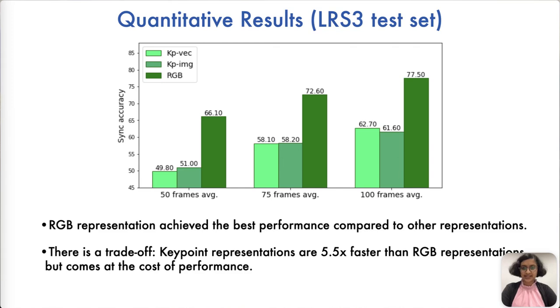Coming to the quantitative results, the plot here shows the synchronization accuracy on LRS3 dataset averaged over different number of frames, specifically 50, 75 and 100 frames. We can observe that RGB representation achieved the best performance. However, we need to understand that there is a trade-off because the keypoint representations are way faster and efficient compared to RGB, but this comes at the cost of performance.